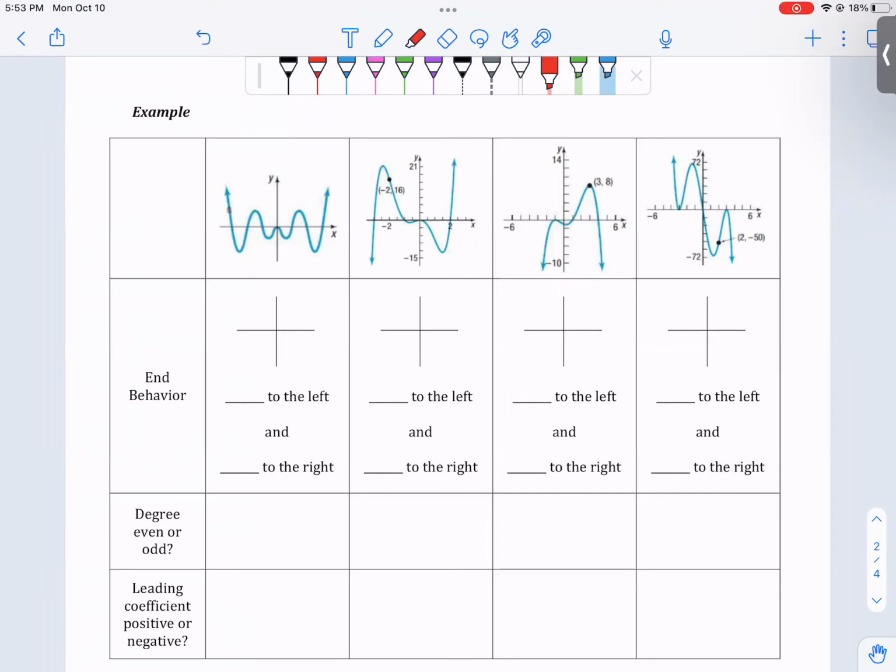If we're looking at end behavior, it's going up to the left, it's going up to the right. That's its end behavior. So it rises to the left, it rises to the right. Because the behavior goes in the same direction, they're both going up, we know it's an even degreed function. And because the right side goes up, this must be a positive leading coefficient.